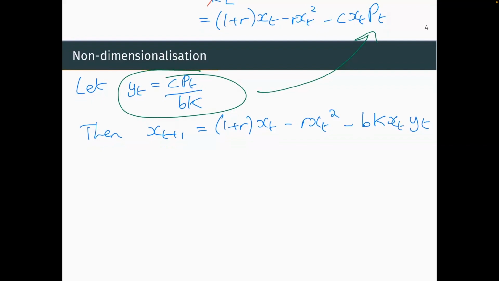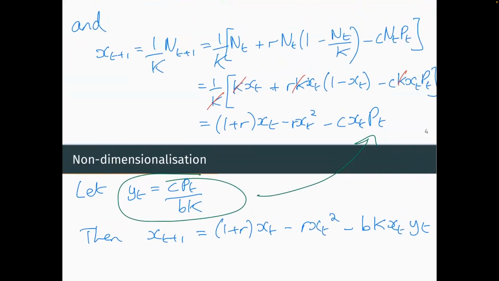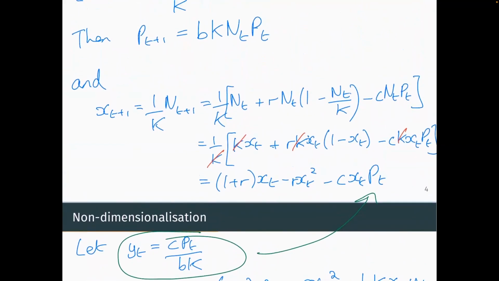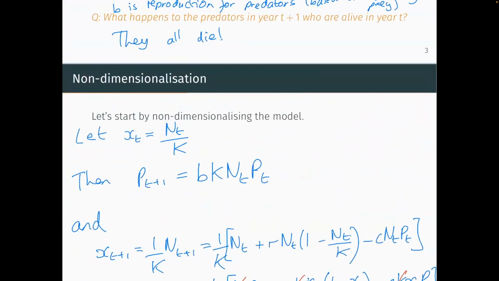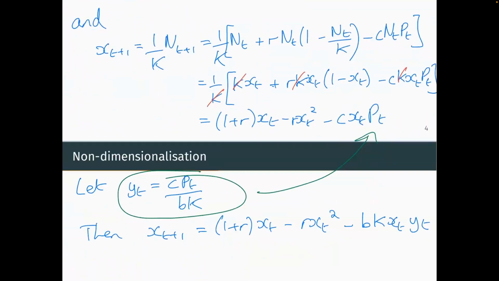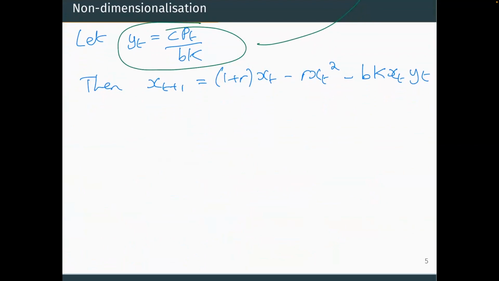Oh, sorry. If we go back up to the predator one there, we wrote bknt pt. Should it be? Yes, thank you. Yeah. Well spotted. bkxtpt. No, I did have it right in my notes. I just wrote down the wrong thing. Okay, thanks for that.